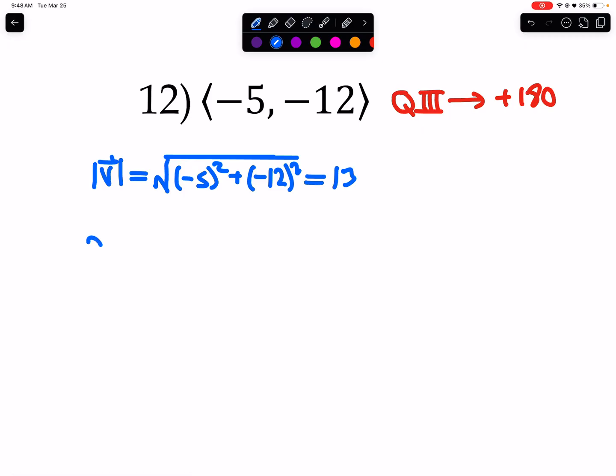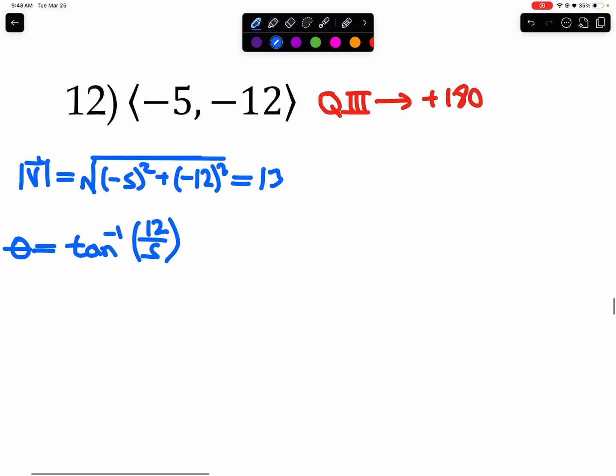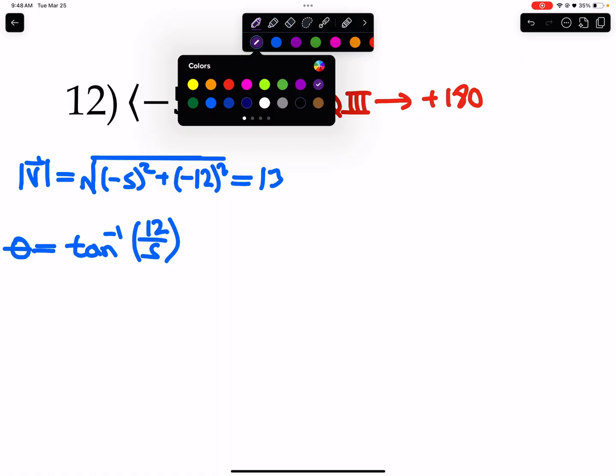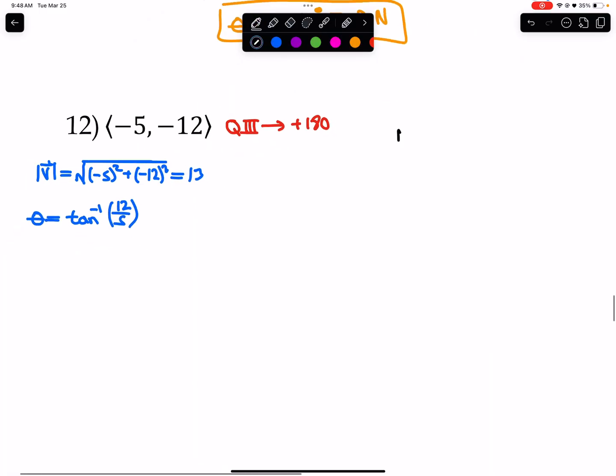So then we need to find our angle, which I also need to sketch. So inverse tangent of negative 12 over negative 5, which is going to come out to just be positive 12 over 5. Okay, let me go ahead and stop here. Let's go ahead and sketch, give you an idea of what we're working with.